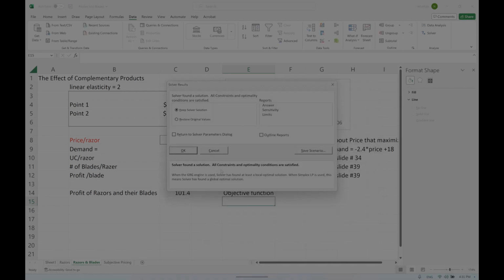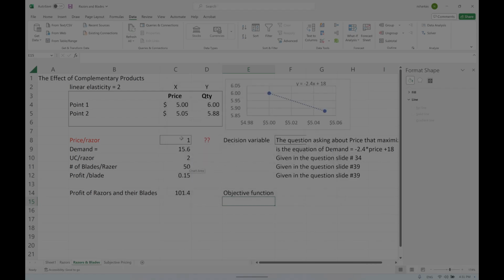Well, this might come as a surprise, because as you can see here, if you price the razor at $1 instead of $5, you're also expected to increase your demand to 15.6. If you're able to increase your demand to 15.6, you will be able to generate 101.4 in profits. All right, wait a minute.